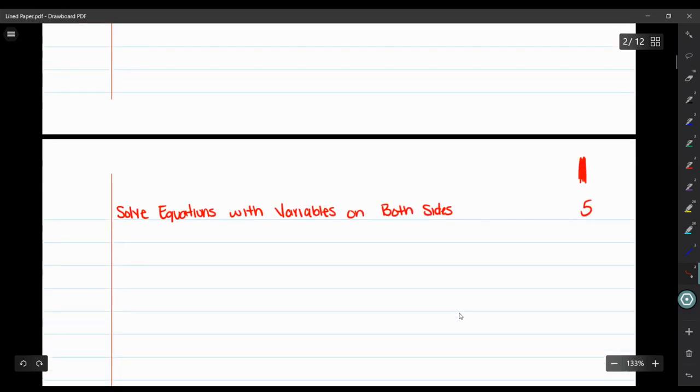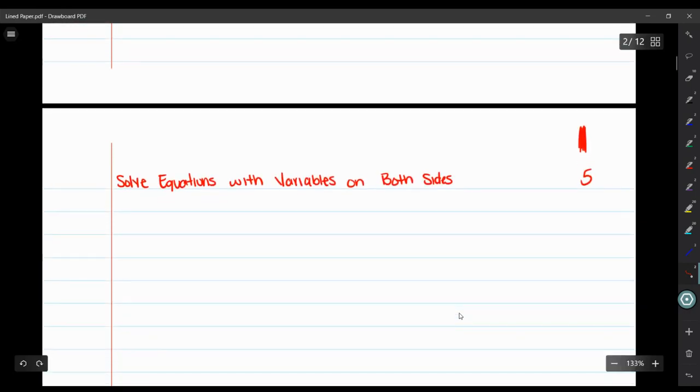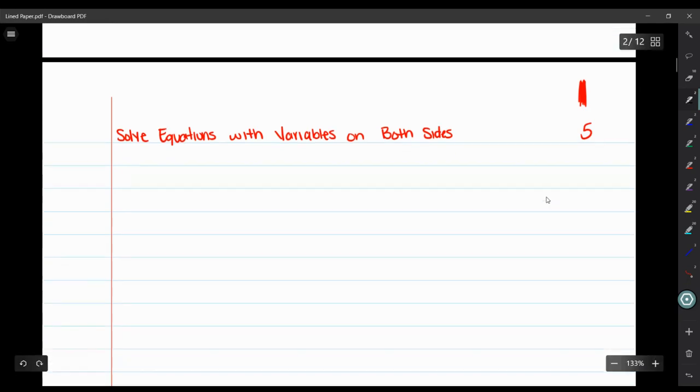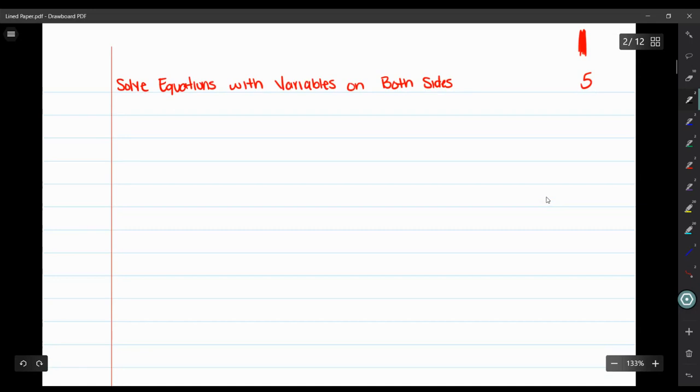Okay, here is the notes page. I have my title, I have my page number, and I have the red mark to help me navigate to this later on. So solving equations with variables on both sides follows the same general steps as solving multi-step equations. So let's rewrite those general steps. So the general steps are, step 1, you're going to distribute.